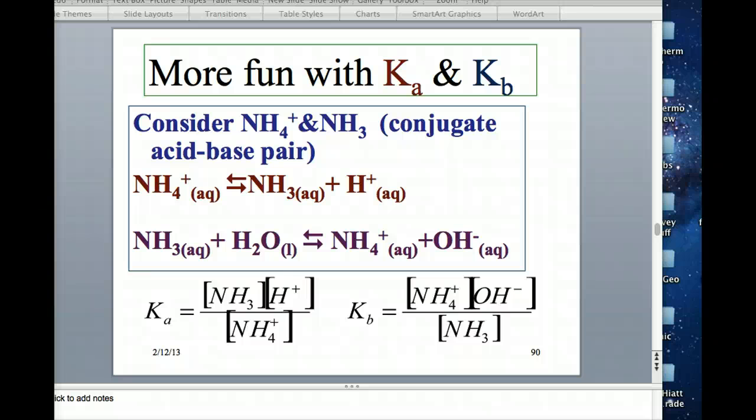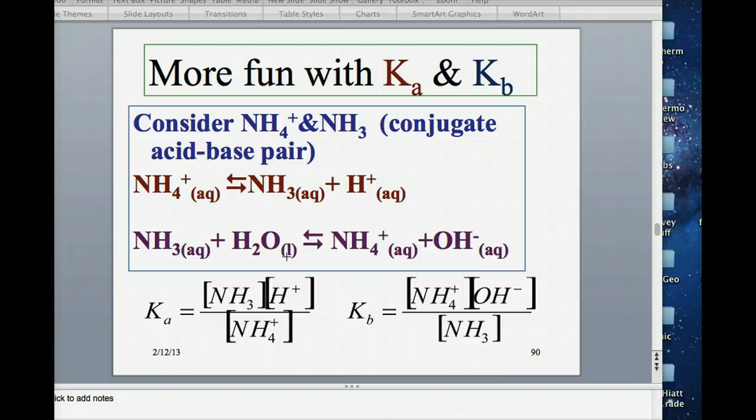Okay, more fun with Ka and Kb. When we last left off, we were doing a couple of Kb problems, and we saw that they were done basically the same exact way. The only difference is that you have water in the equation, but that's a liquid, so that doesn't really change anything with respect to the actual algebra involved.